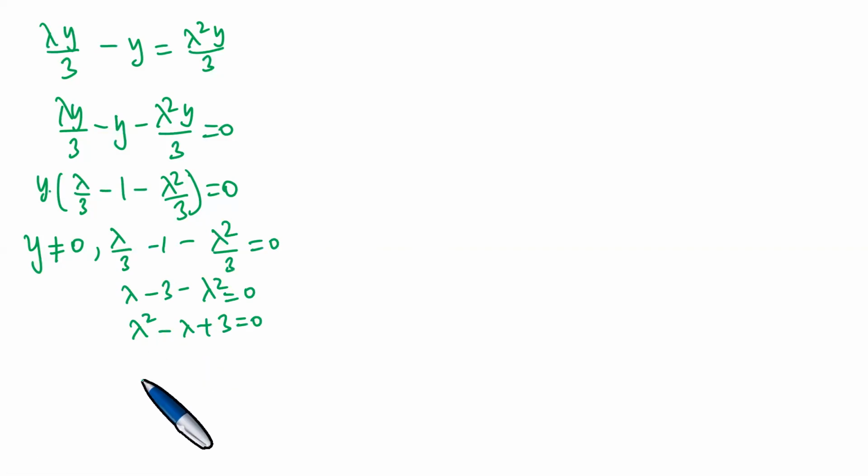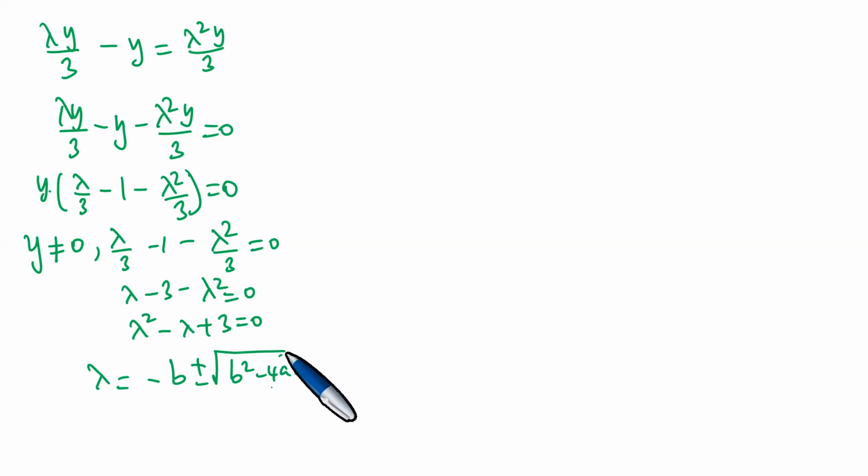When we get to this point, we are interested in seeing what the actual values of lambda are. We look at this and begin thinking, are there factors of this expression or not? Obviously you can see that there are complex roots. So lambda is going to be minus b plus or minus the square root of b squared minus 4ac, out of twice a.